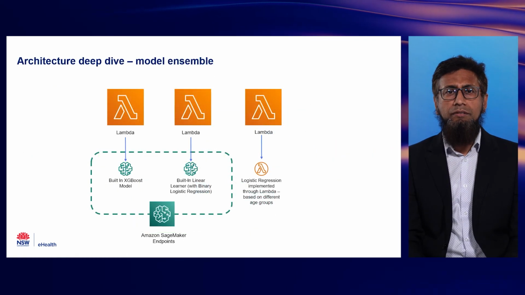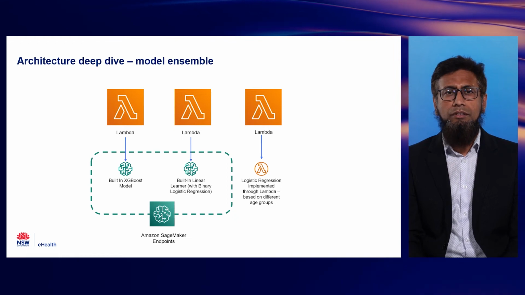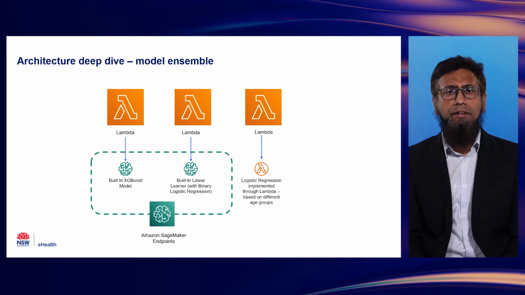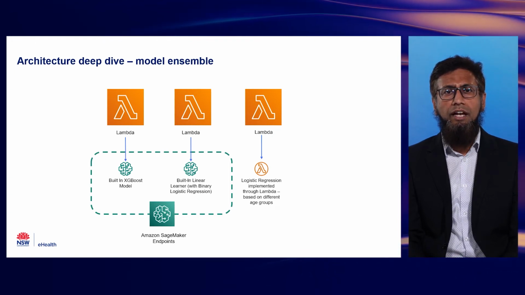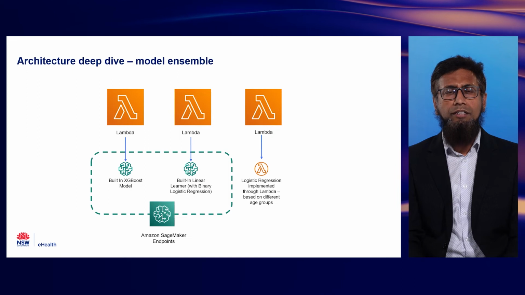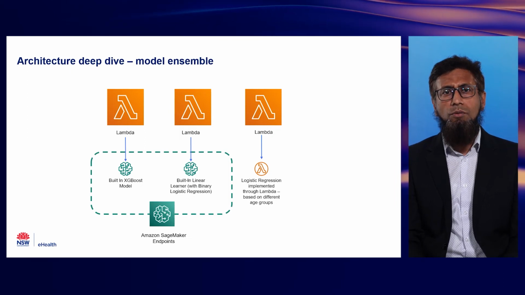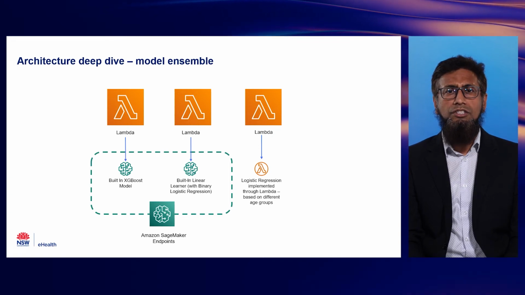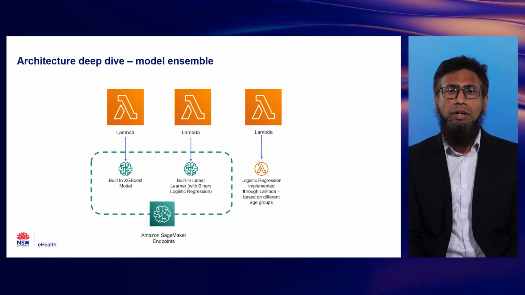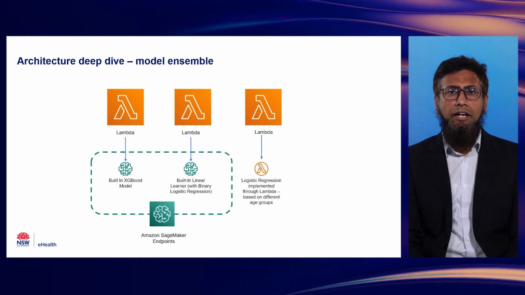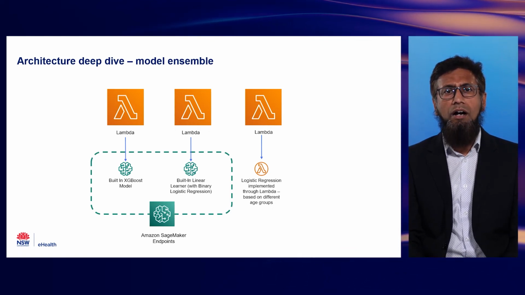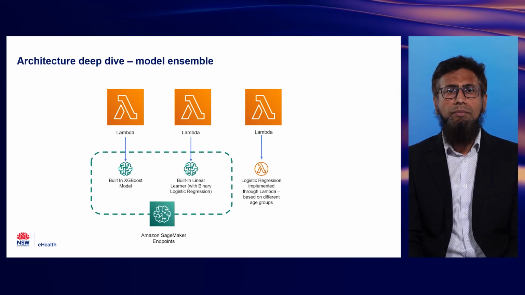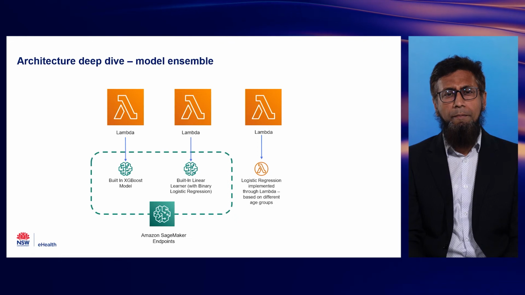As previously mentioned, there are three models deployed. Two models, namely XGBoost and Linear Learner with Binary Classifier, are built using AWS SageMaker container provided models. These two models are deployed through SageMaker endpoints. The other model, logistic regression, is implemented through a Lambda function. The endpoints and logistic regression model are invoked from a Lambda function with the payload extracted from the incoming HL7 message.